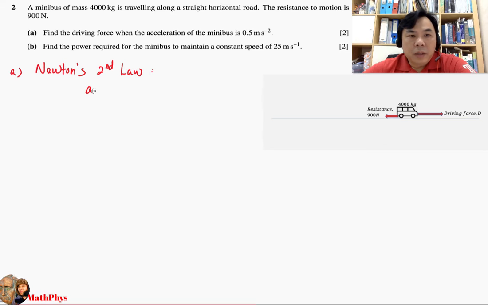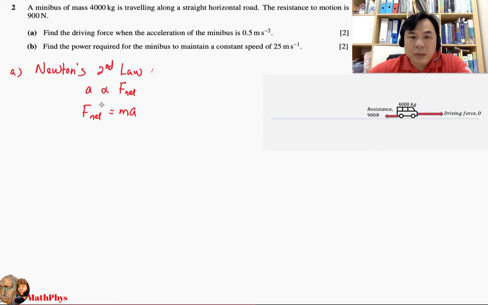Now the acceleration is directly proportional to the resultant force. In terms of equation, we can always write it as F equals MA, where M is the mass of the minibus in this case. Since the minibus is moving at the acceleration of 0.5 meter per second square, we would be able to find its driving force.